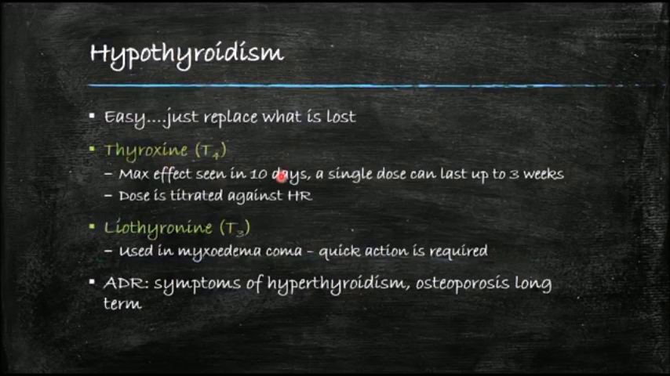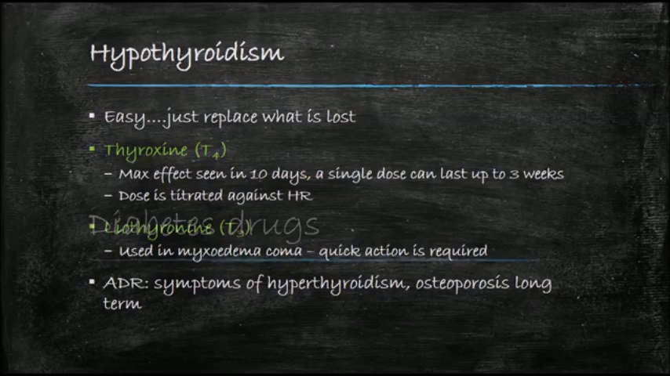Like I've written here, the maximum effect of thyroxine is seen in about 10 days, but a single dose can last for about 3 weeks. So it's really important to note that down when you're treating someone.